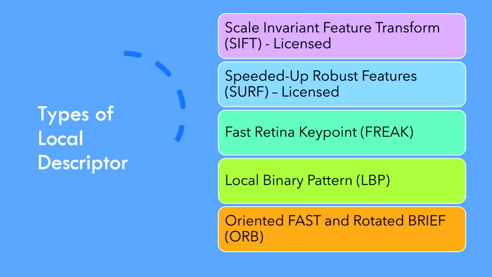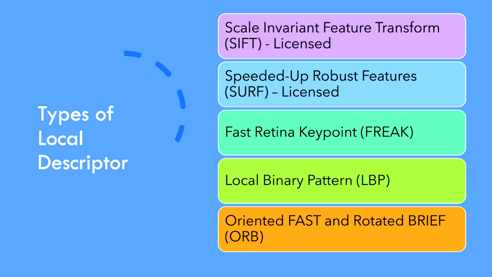These are a few types of local descriptor. The first one is scale invariant feature transform, SIFT, and the second one is speeded up robust features, SURF. These two are licensed by the USA government. So if you want to use them commercially, we have to pay the license yearly, or we can be sued for using the descriptor. But for academic purposes, it is still okay.